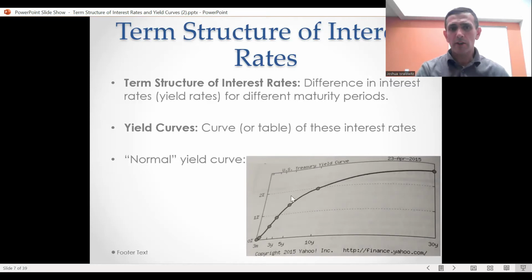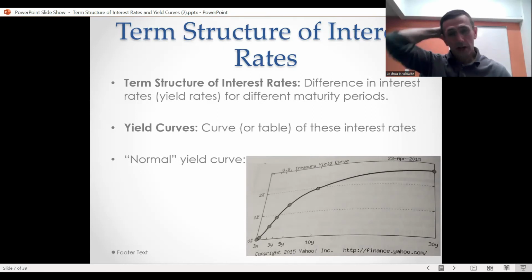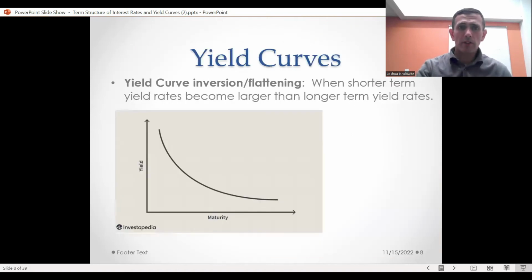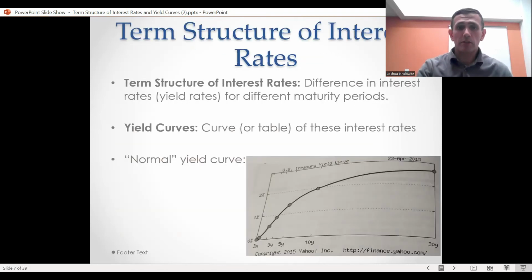This kind of picture, this increasing graph, is a normal yield curve. Again, the idea is that investors are willing to accept small yield rates for short periods of time and demand larger yield rates for much longer periods of time, for the reasons I stated earlier. This isn't always the case. In good times, this is usually the case, and this is what we all hope for.